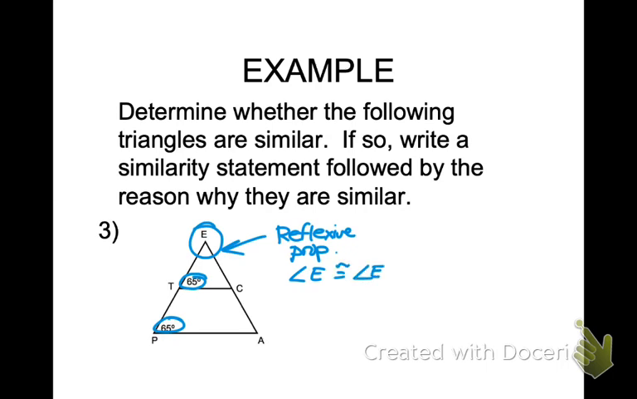So now do you have 2 sets of congruent angles? Yes, you do. So are my triangles similar? Yes. I'm going to name the top one first. Triangle TEC would be similar to triangle. T would correspond to what in the other one? T matches up with P and then E and then A. Good. By angle, angle, similarity.